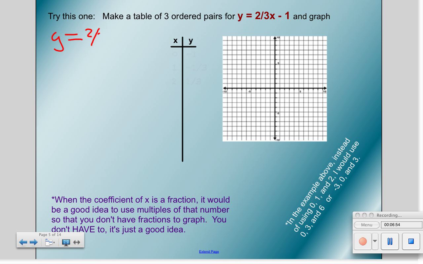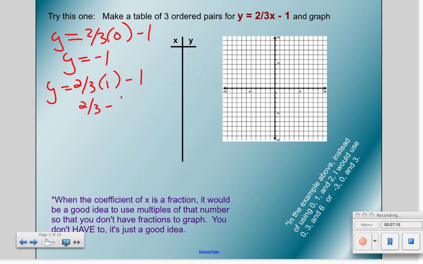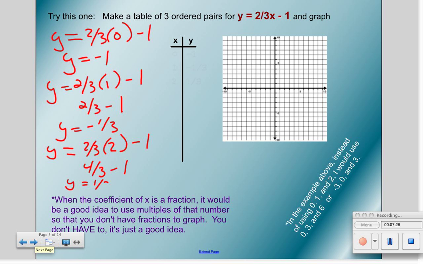So if I plug in 0, y equals 2/3 times 0 minus 1. Y equals negative 1. When I plug in 1, I get y equals 2/3 times 1 minus 1. That would be 2/3 minus 1, so y equals negative 1/3. And the third point, y equals 2/3 times 2 minus 1. So that would be 4/3 minus 1, and y would equal positive 1/3.